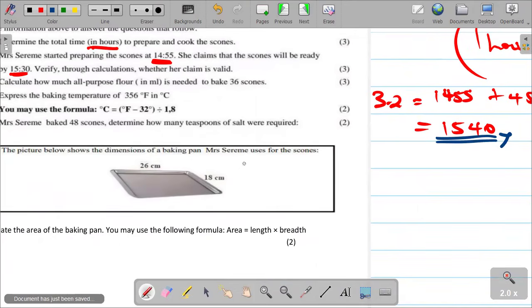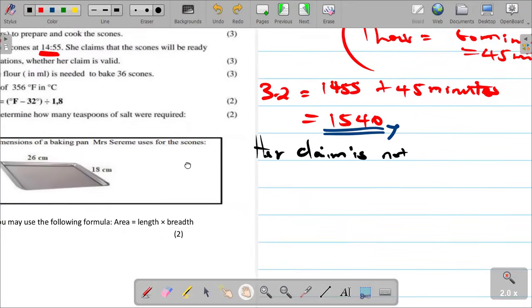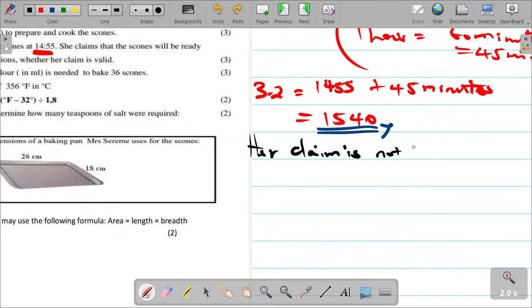So her claim is not correct. Her claim is not valid, because as we can see, the scones will be ready at 15:40. That's what happens in this case.